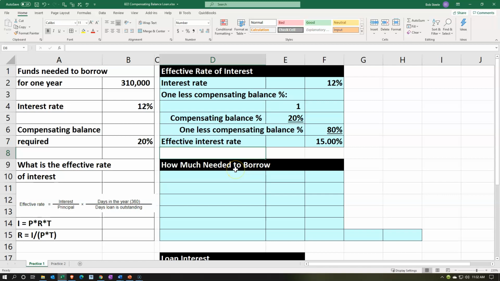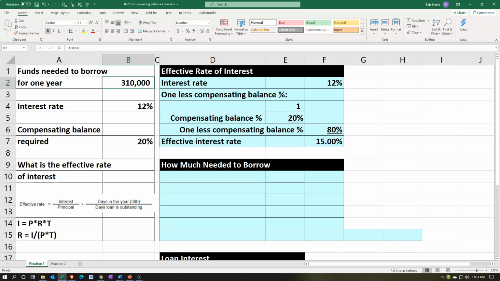So now let's think about how much we would need. If we want to actually use $310,000, we're going to say, well, that's great, but I actually need $10,000 that I could spend and not just keep in an account. So how much do I have to borrow in order to be left with $310,000 I could actually use for what I want to use it for? To do that, the formula is going to be the amount of funds we need, the 310, divided by 1 minus the 20% compensating balance rate.